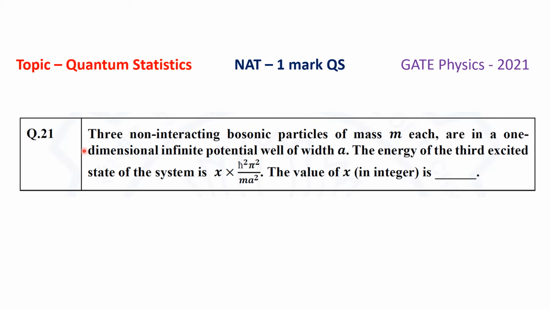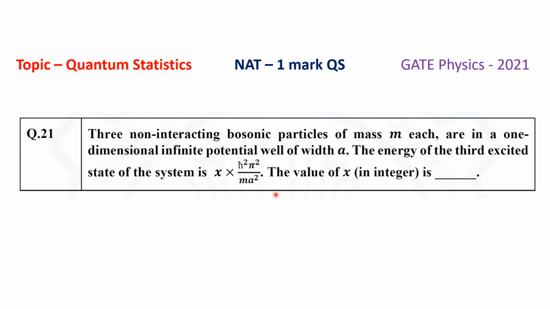The question is: three non-interacting bosonic particles of mass m each are in a one-dimensional infinite potential well of width a. The energy of the third excited state of the system is x multiplied with ħ² π² by m a². Then the value of x in the integer form is? So we have to find the value of x for the third excited state of this system.